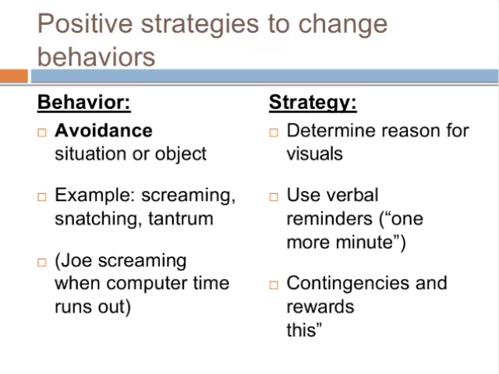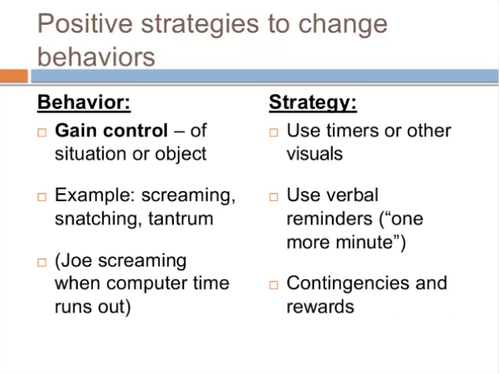Next behavior, gaining control of a situation or an object. An example of this, screaming, snatching, tantruming. The example from the ABC chart, Joe's screaming when the computer time runs out because he didn't want to get off the computer. He wanted to gain control of that situation and stay on. What I would have done with Joe was to use a timer so that he can see, or some other visual aid to let him see, when this is out, you are done on the computer.